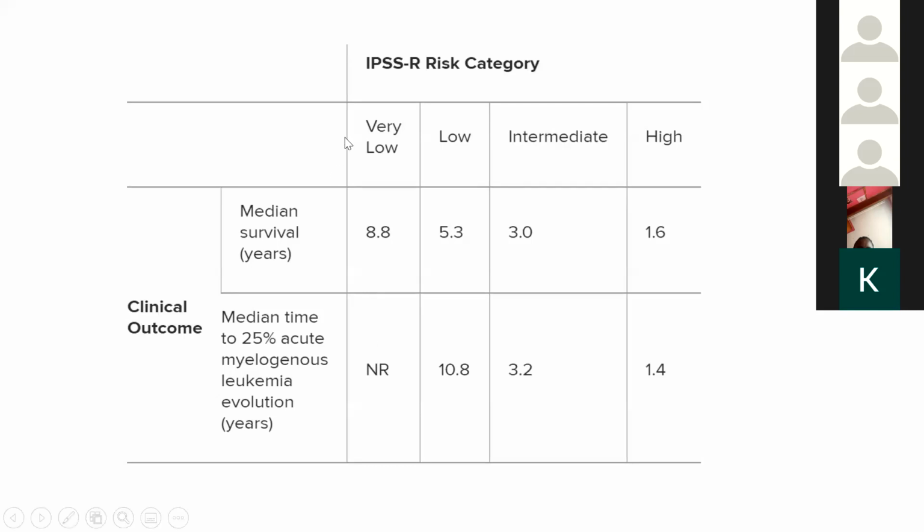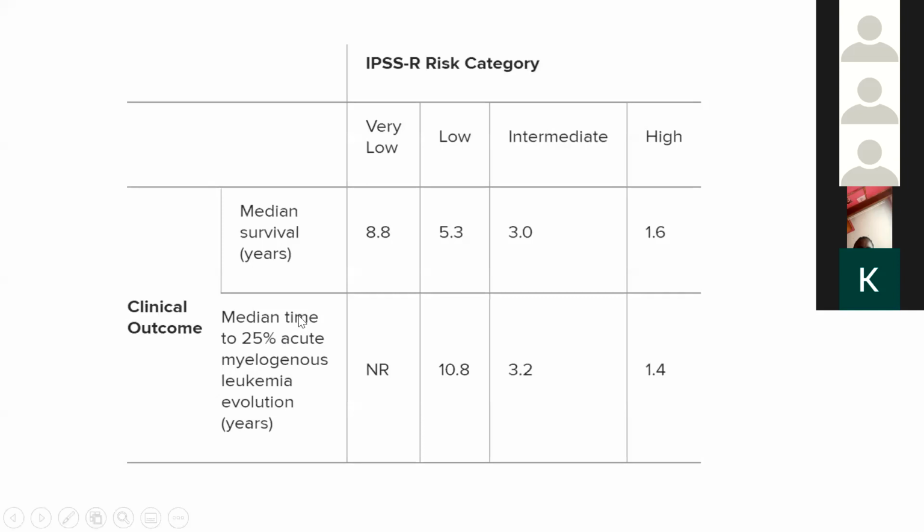Okay, so that is very low. So someone with a very low risk category is less likely to develop acute myeloid leukemia. Those with a low risk group, survival around 5 years, about 10 years before they develop acute myeloid leukemia. Intermediate risk group, only 3 years, and again about 3 years before they transform to acute myeloid leukemia. And this is the median time of 25% of them going into acute myeloid leukemia.